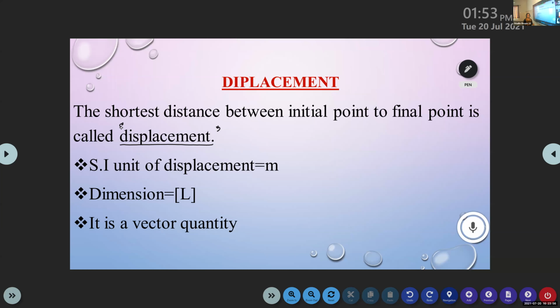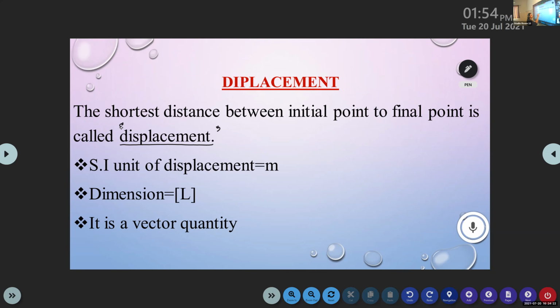So in the previous example, we already saw that the total path length covered by the object is 5 kilometers. But on the second day, the same student chooses a shortcut to reach his home, that is only 2 kilometers. So the shortest distance between the initial point and the final point is called the displacement.